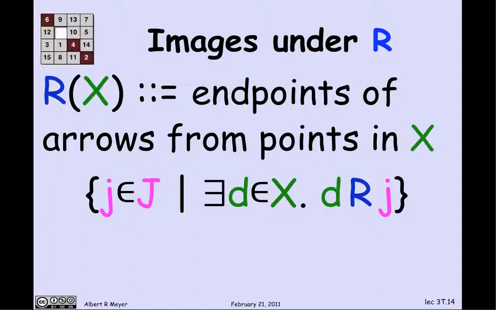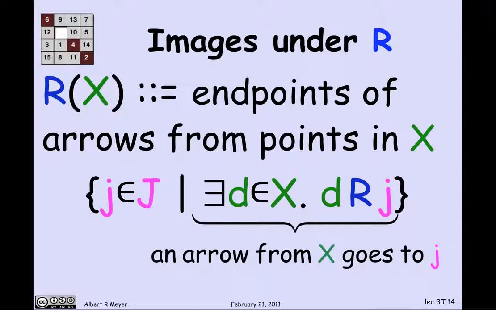So what that's exactly saying is that D R J says that D is the starting point in the domain. D is a student. J is a subject. D R J means there's an arrow that goes from student D to subject J. And we're collecting the set of those J's that start at some D.